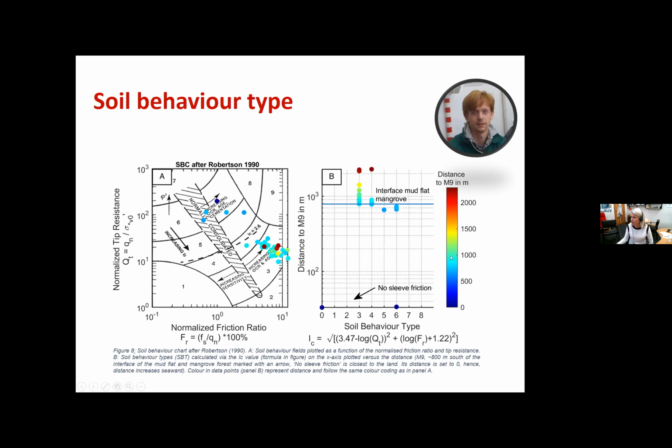And here on the right-hand side, he put the soil behavior type as a distance from the edge of the mangroves, where the interface is plotted with that line. So the ones up at the top are on the seaward side, and the ones on the bottom side of that line are on the landward side. So you can see that there's a definite change in the soil behavior type as you move in over the mangroves.